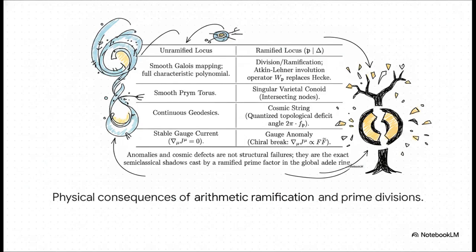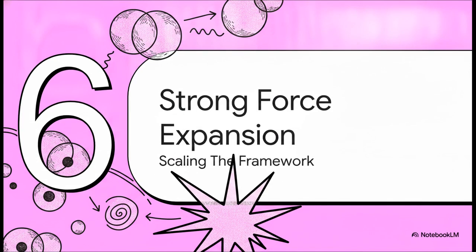So those gauge anomalies, chiral breaks, or cosmic string defects we observe in physics, they are absolutely not structural failures of nature. Not at all. They are the exact, predictable mathematical shadows cast whenever an arithmetic prime factor undergoes division and ramifies in the absolute adele ring.